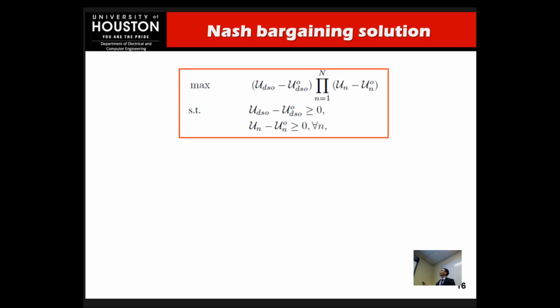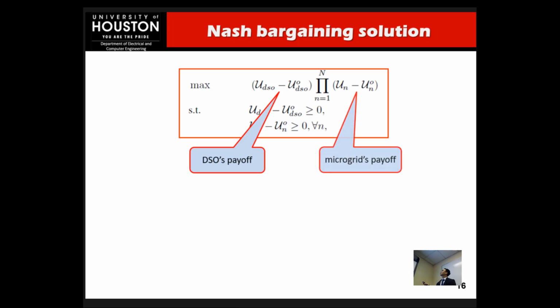By applying the Nash bargaining solution framework to our problem, we can formulate this optimization problem to achieve the Nash bargaining solution. The objective function here is the Nash product of the DSO and all microgrids in the system. The first part here is the payoff of the DSO, and here is the payoff of the microgrids.